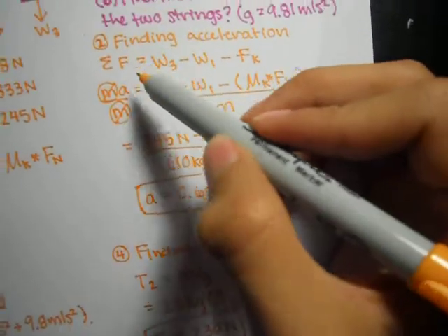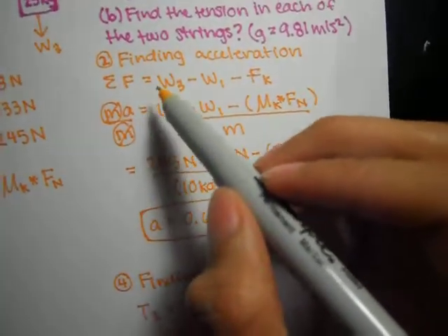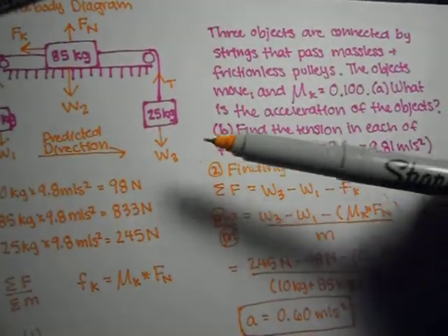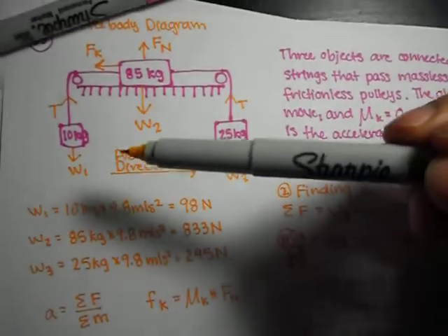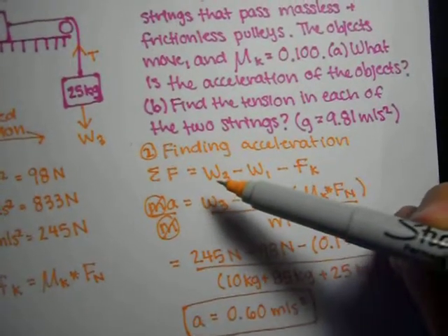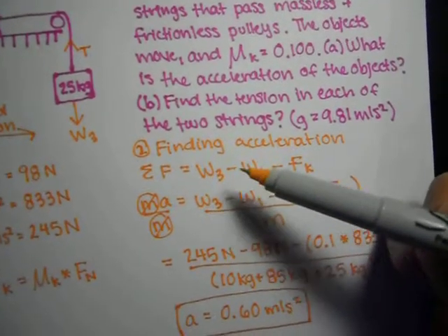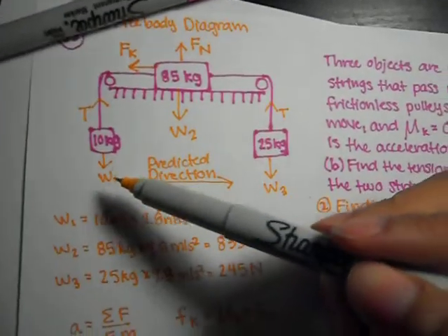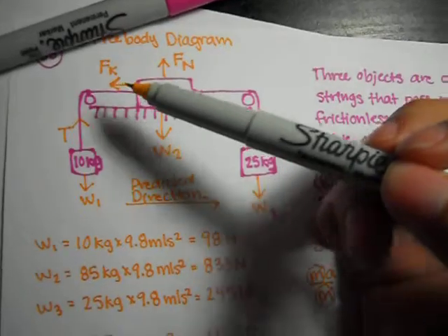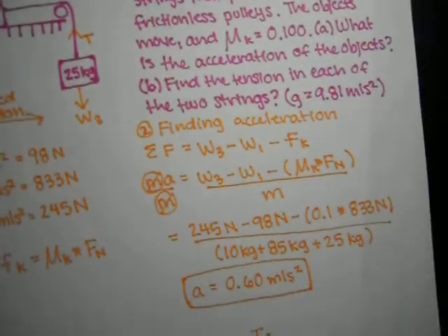First, we have to find the summation of the forces in the x direction. Because the system will accelerate towards the third mass, we will say that the weight of the third mass, minus the weight of the first mass going in the opposite direction, minus the frictional force also going in the opposite direction.